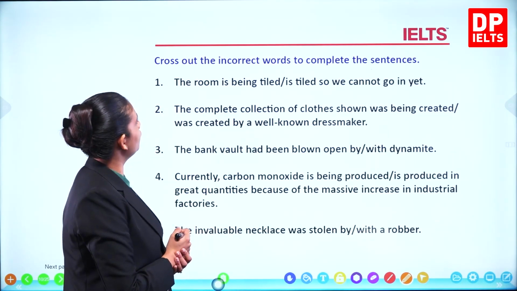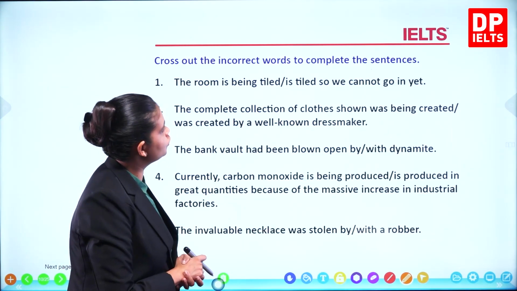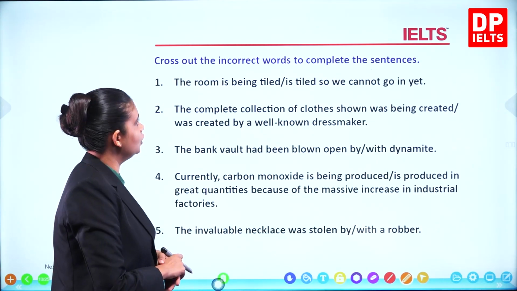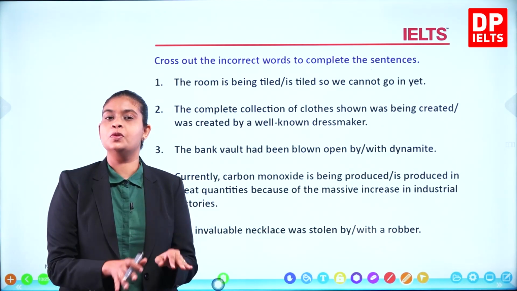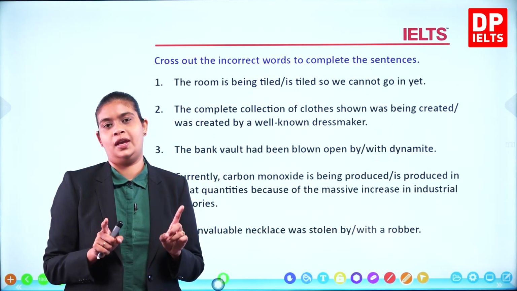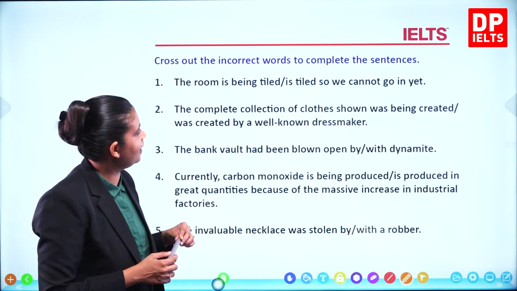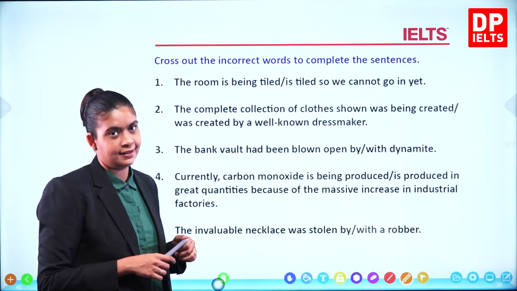Okay, so moving on: cross out the incorrect words to complete the sentences, right? You're not supposed to cross out the correct one. You're supposed to cross out the incorrect verb, okay? The room is being tiled, is tiled, so we cannot go in yet.